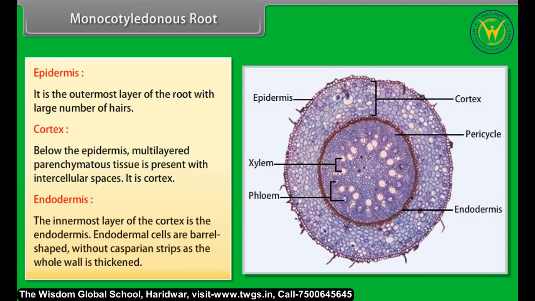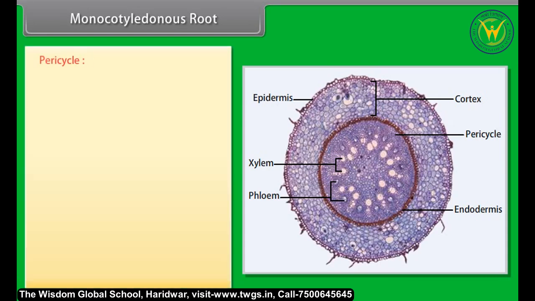Endodermis. The innermost layer of the cortex is the endodermis. Endodermal cells are barrel-shaped without Casparian strips as the whole wall is thickened. Pericycle. It is uniseriate in nature and is made up of prosenchyma.